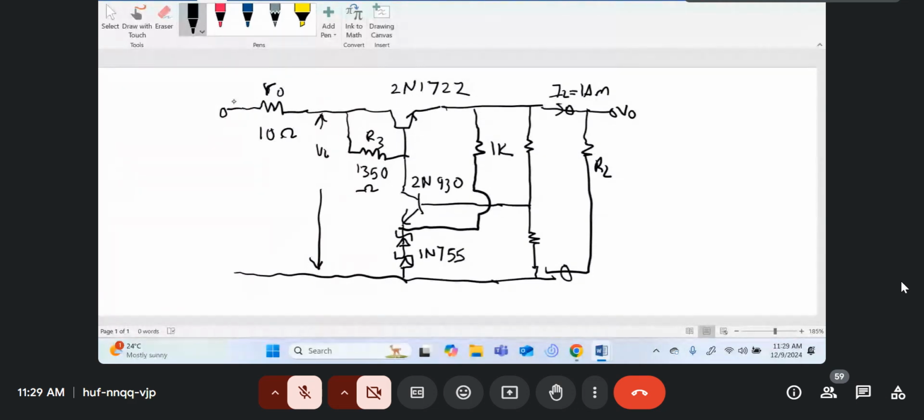So for the 2N1722, given the data that H capital FE is equal to 125, and H small FE is equal to 100. And HIE, the same transistor, is 20 ohms.